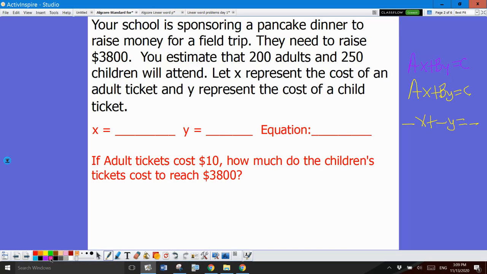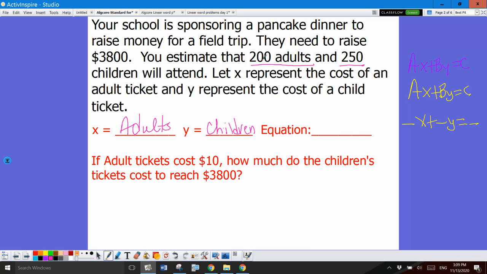So who remembers? Who's X in this problem? And how do I know? You're right. It was the adults. The adults were X because it was the first one we came across. And the next one is Y. So the next one is children, or the child tickets.